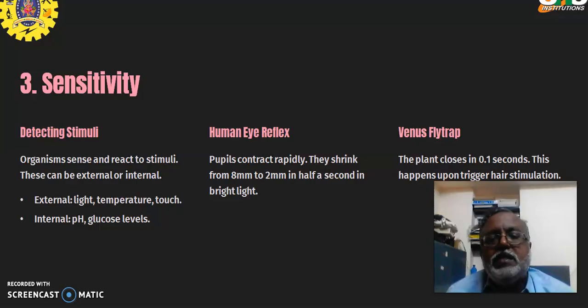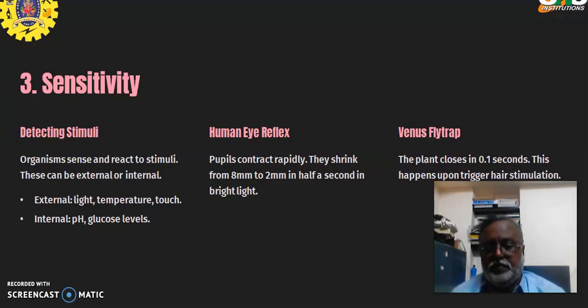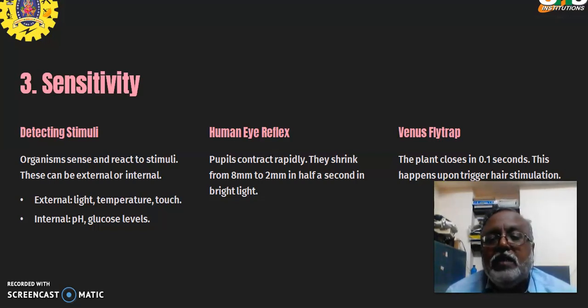The third sensitivity concern is the Venus flytrap. The plant closes in 0.1 seconds. This happens upon trigger hair stimulation. So, under sensitivity, we are learning about detecting stimuli, the human eye reflex as well as the Venus flytrap.